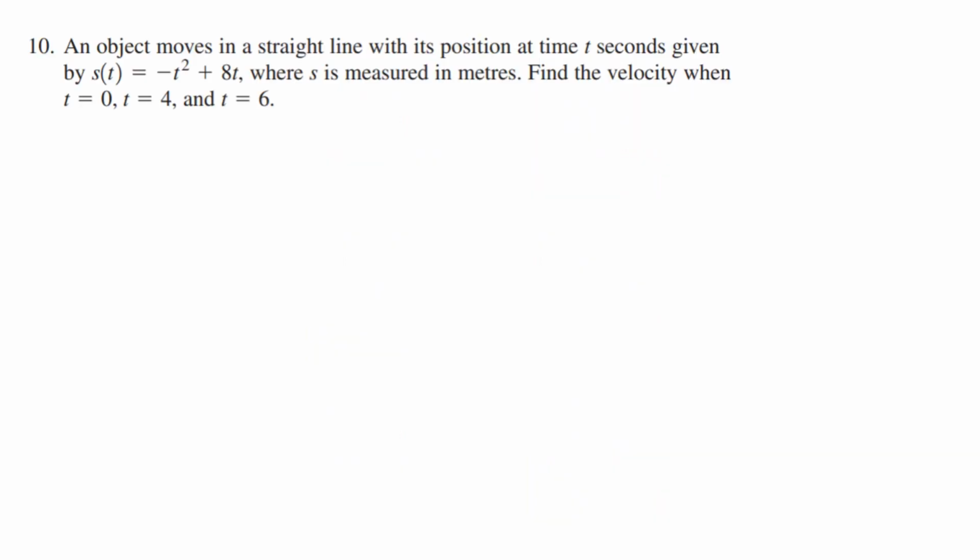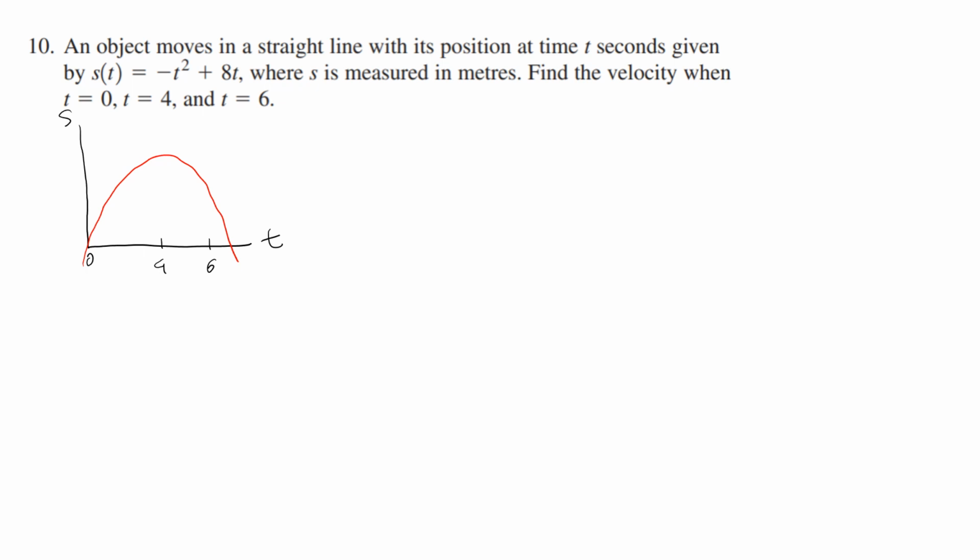So a word problem. An object moves in a straight line with its position at time t seconds given by this equation, where s is measured in meters. So I already know my x is t and my y is s. Find the velocity when t equals 0, t equals 4, and t equals 6. So if you actually put it in a graph, this is approximately what you will get. And I see that in order to change it from position to velocity, I need to find the slope at those certain points. To change it from position to velocity, that's what we do.